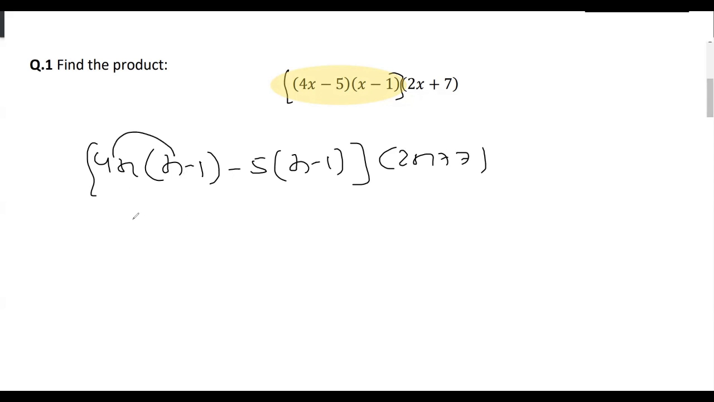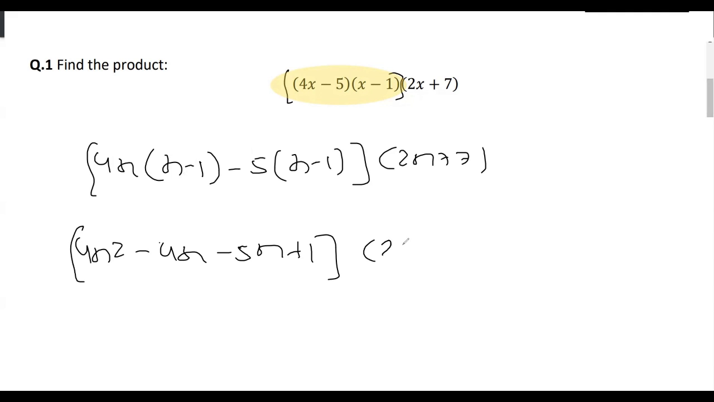Now, 4x multiplied by x is 4x square. 4x multiplied by minus 1 is minus 4x. Minus 5 multiplied by x is minus 5x, and minus 5 into minus 1 is positive 1. This is enclosed in a bracket, and then multiplied by 2x plus 7. You can see we have these two like terms here. So this is 4x square, minus 4x minus 5x is minus 9x plus 1, and that whole multiplied by 2x plus 7.